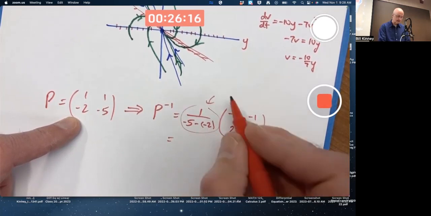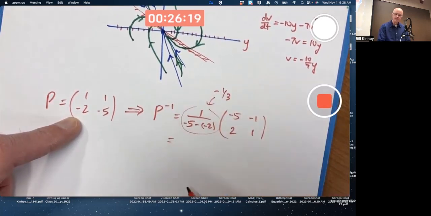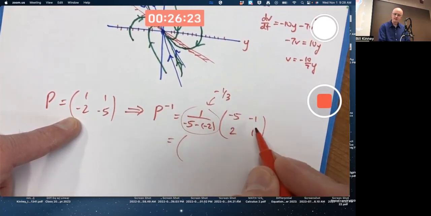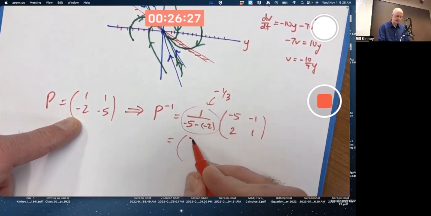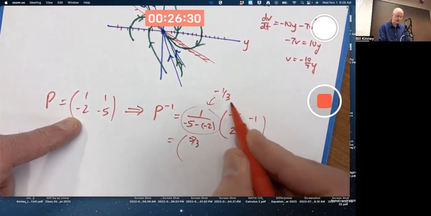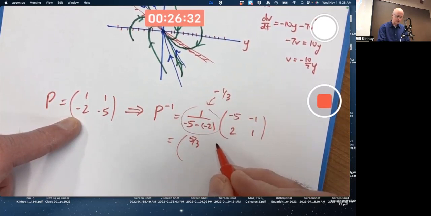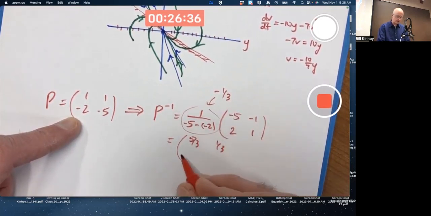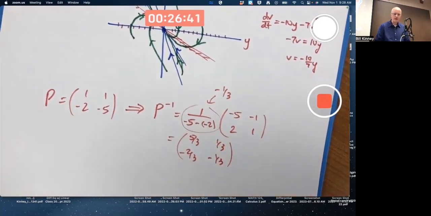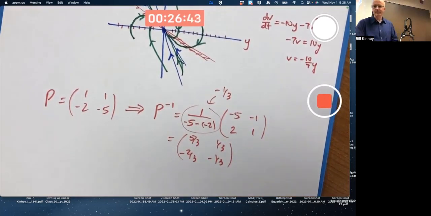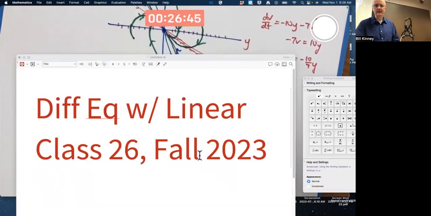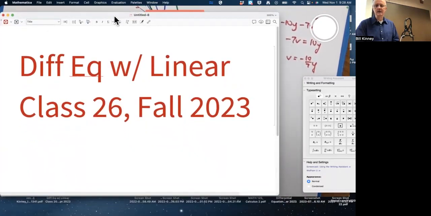That's -1/3. Multiplying that scalar through the matrix means multiplying it by every entry. -1/3 times -5 is +5/3. -1/3 times -1 is +1/3. -1/3 times 2 is -2/3. -1/3 times 1 is -1/3. Okay, if I haven't made a mistake, that looks like it is the inverse of P. Let's check it though.